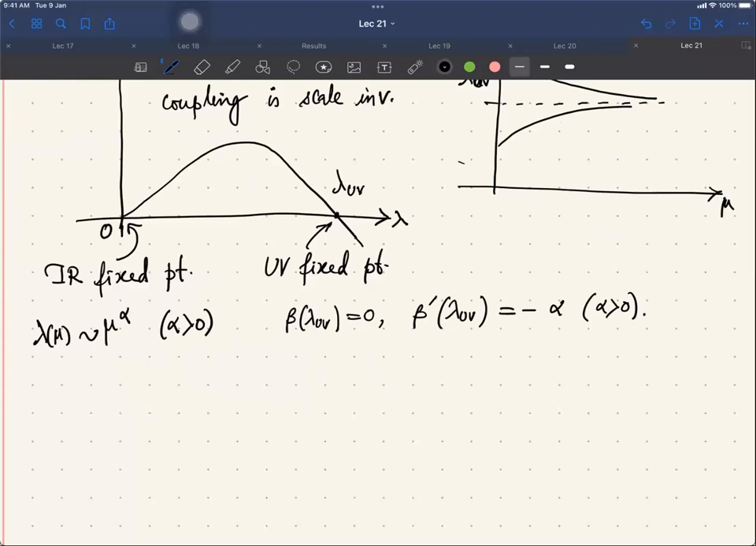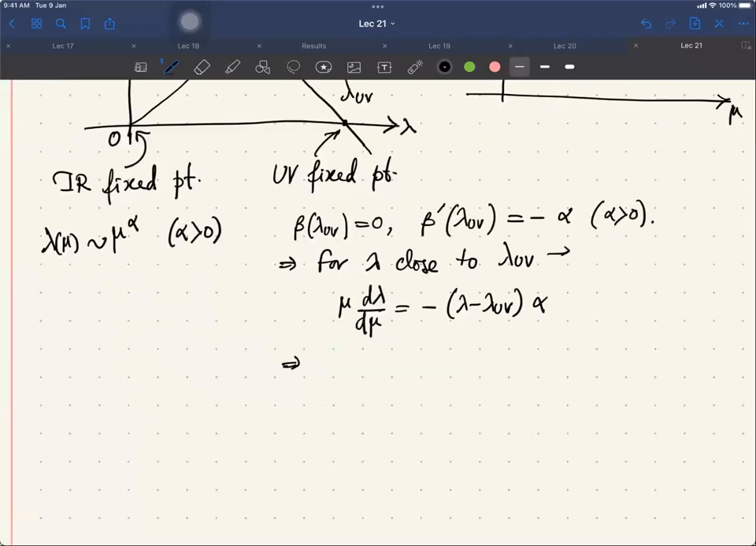And therefore, for lambda close to lambda UV, one has mu d lambda d mu equals the Taylor expansion of beta around lambda UV. The first term is beta of lambda UV, which is zero, and the next term in the Taylor expansion is lambda minus lambda UV times beta prime, which is minus alpha. If you integrate that, you get lambda of mu to be lambda UV plus mu to the power minus alpha, this type of behavior.